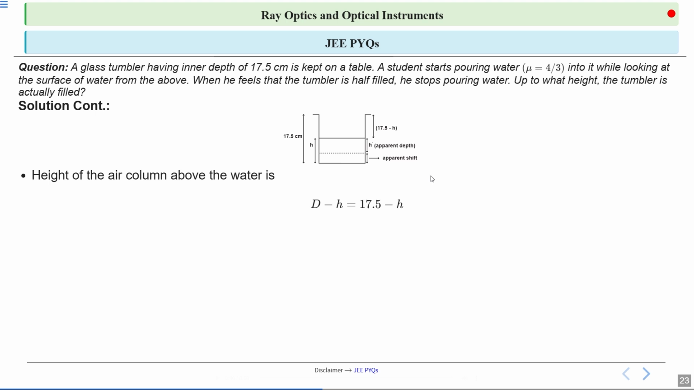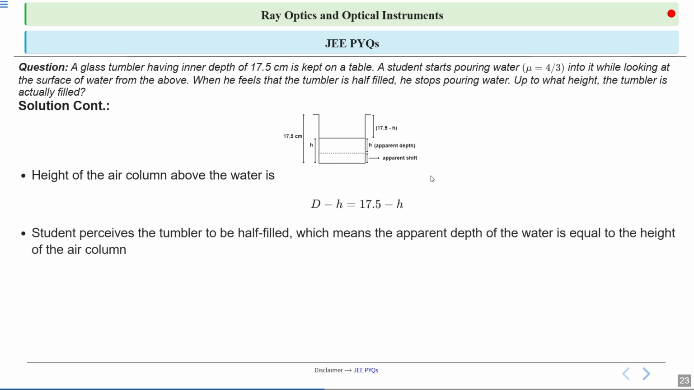Okay, so pay attention to how we calculate the difference. The student perceives the tumbler to be half filled. This means the apparent depth of the water matches the height of the air column. This perception is due to the bending of light, which makes the water appear shallower than it is. Okay, so the height of the water is h, which is actually greater than the height of the air column.